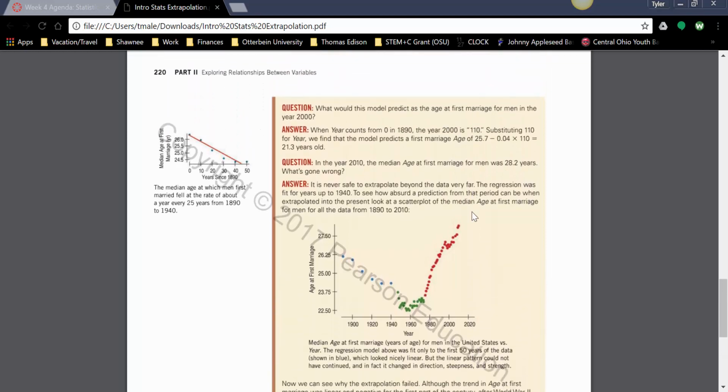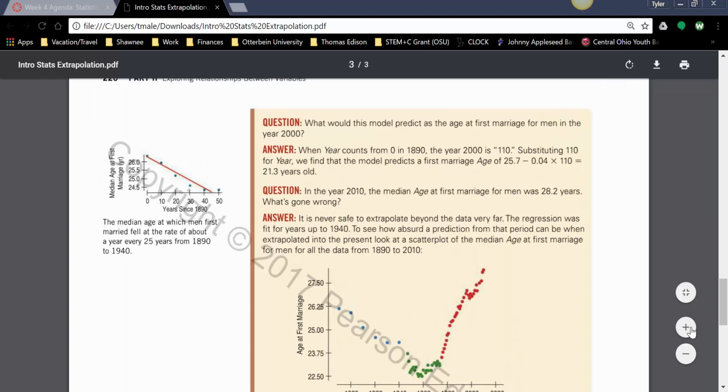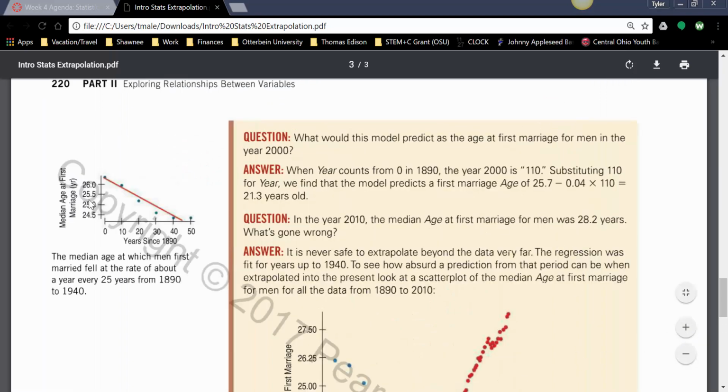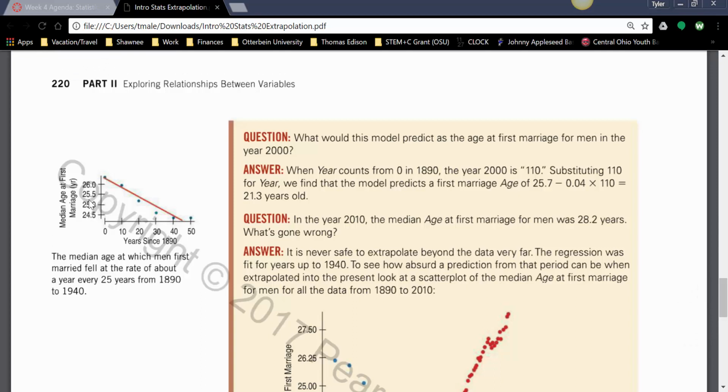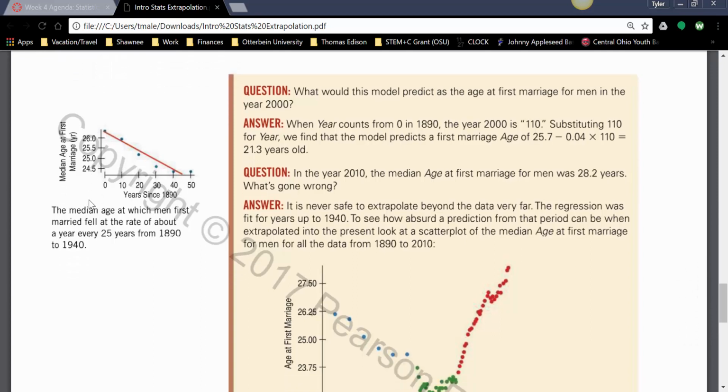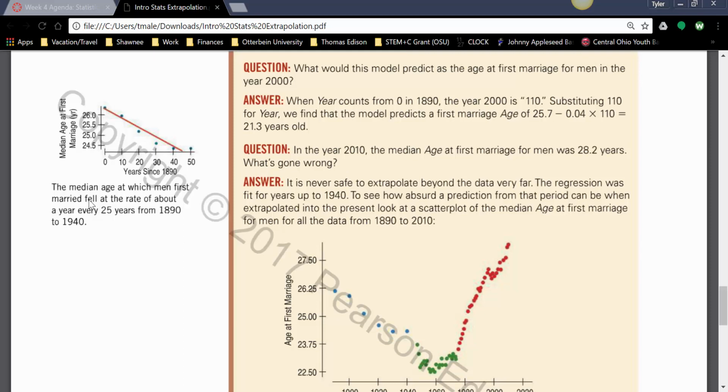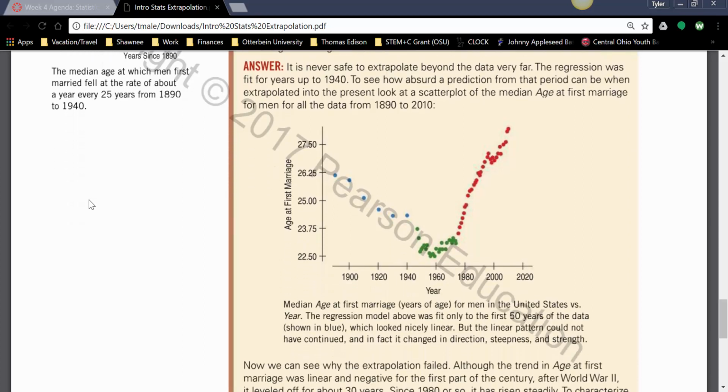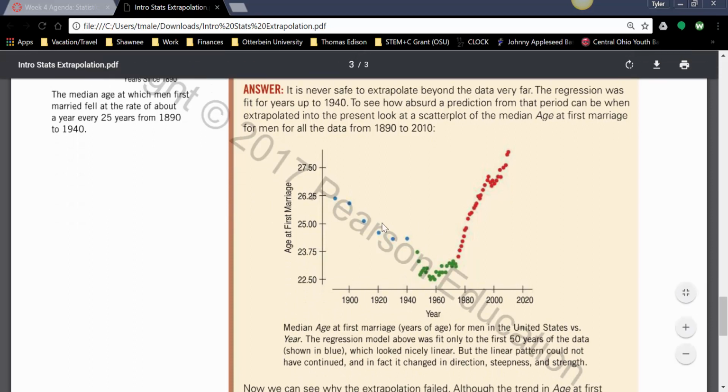So now it says, let me zoom in a little bit, what would this model predict as the age at first marriage for men in the year 2000? When year counts from 0 in 1890, the year 2000 is 110. So substituting 110 for year, we find that the model predicts a first marriage age of 21.3 years old after plugging it in. In the year 2010, the median age at first marriage for men was 28.2 years. What's gone wrong?